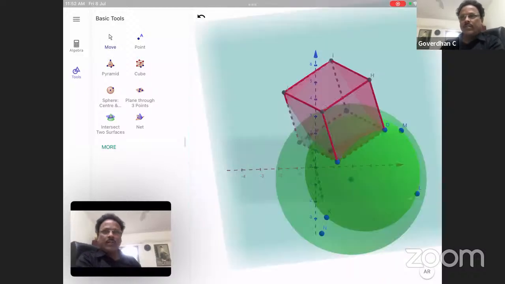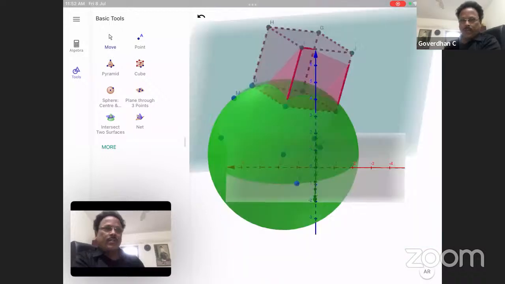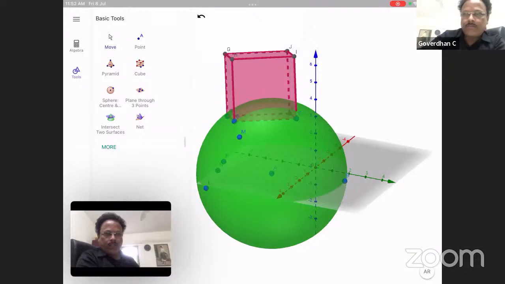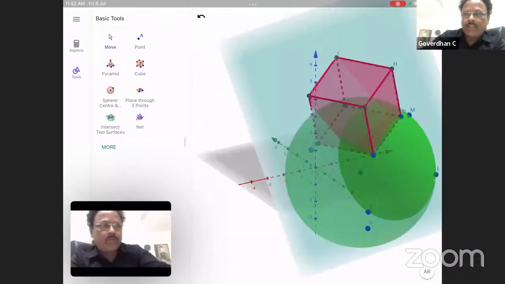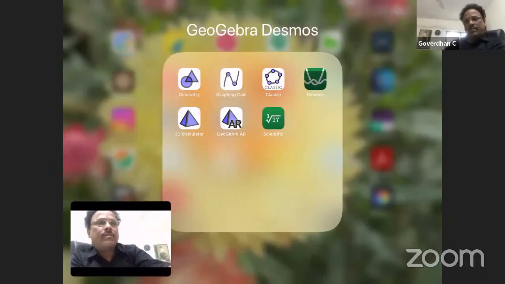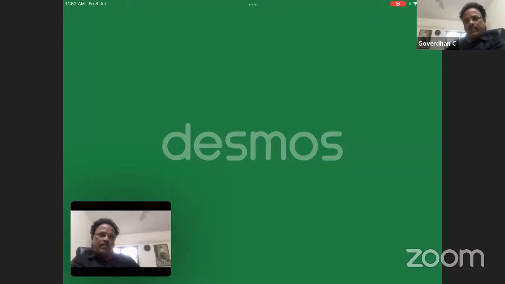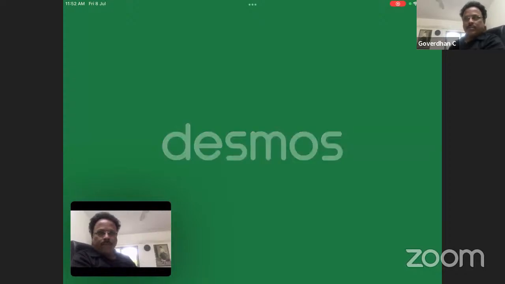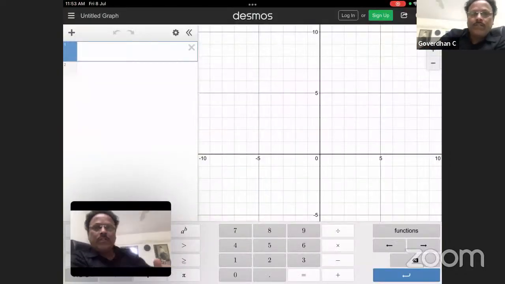So having done this, there is another important grapher tool I want to explain. That is, in fact, Desmos. Its name is Desmos. Is it clear? Desmos is another interesting grapher tool, which makes so many things so easy to draw.